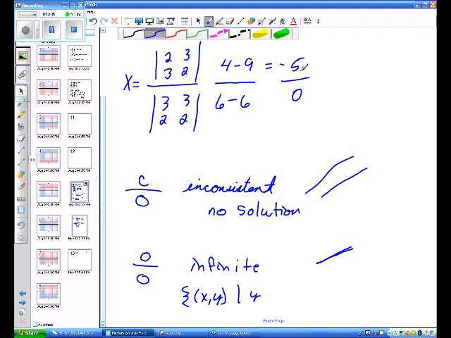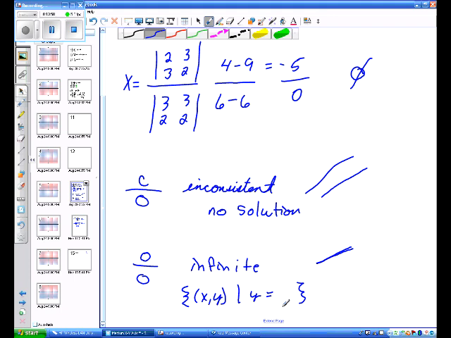So this one up here, since we had a numerator, but our denominator was 0, there's no solution. But if they had both been 0, then it would mean that it was the same line and we would have an infinite number of solutions. So it's fairly easy to tell with the determinants when you have a solution or not.